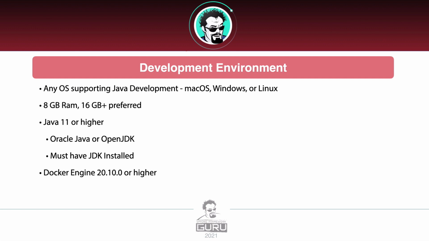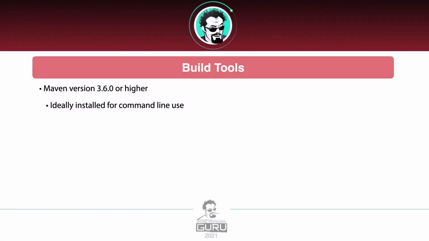And then we are going to be getting into Docker. You do want to have Docker engine installed, and I'm saying 20.10.0 or higher. That should be perfectly fine for this course. And then we are going to be building Java. We will be using Maven specifically, and you should have Maven 3.6.0 or higher, and ideally have that installed for command line use. That'll make your life a little bit easier. And if you have any doubts on that, you can read the official Apache Maven documentation. They do a pretty good job of explaining how to set that up for your specific environment.